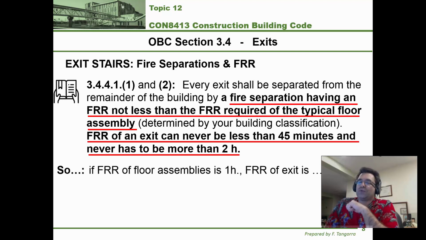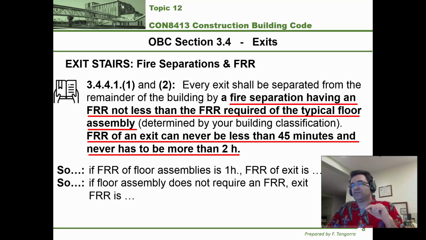If the floor resistance rating of a floor assembly in whatever Part 3 building we're looking at is 1 hour, then the fire resistance rating of the exit, according to these two sentences, must be, right, it says it has to be at least that of the floor. So if the FRR of the floor is 1 hour, then the FRR of the exit must be at least 1 hour.